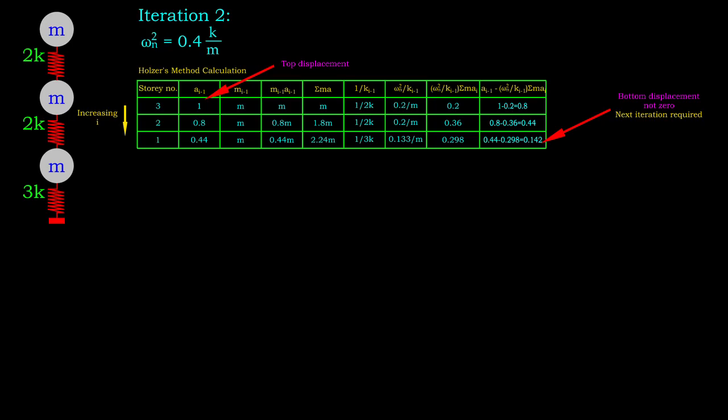So, let's assume ωn² as 0.4 k/m instead. At the end of calculation, we notice the residual displacement at base level is moving towards 0 when we increase the value of ωn². This observation gives us the direction in deciding the next ωn². When the residual base displacement is small and acceptable, we may proceed with determining the natural frequency.